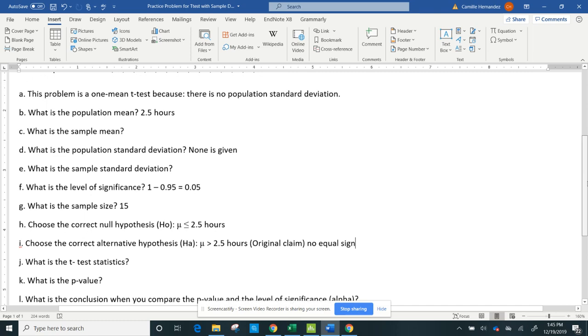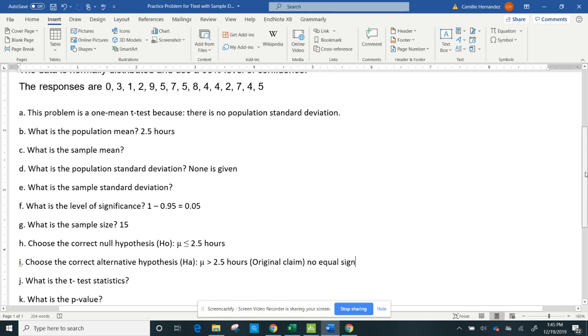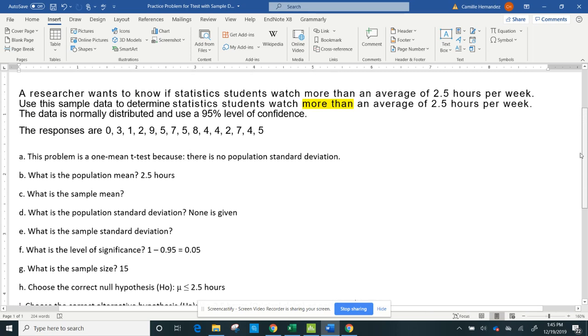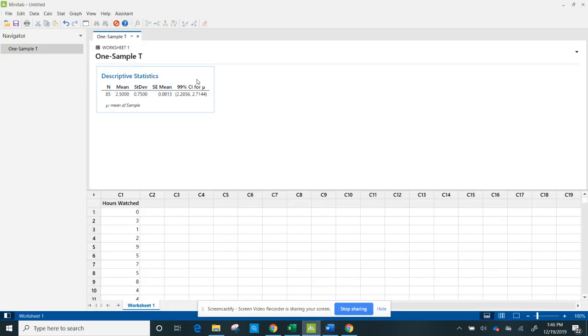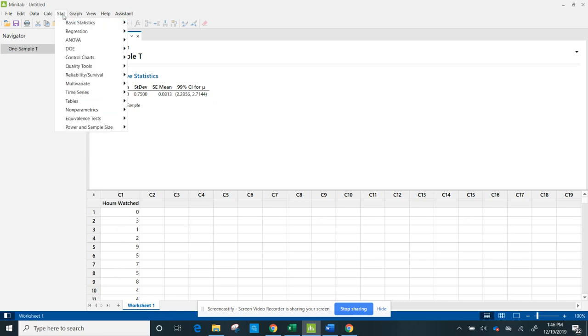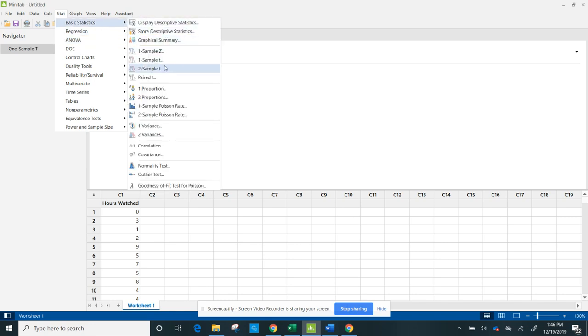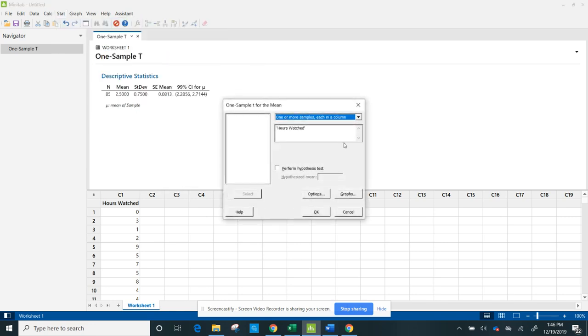And then it asks for my t-test, my p-value, and my conclusion. Well, I can't get anything else of that because, again, I was given a sample of data. So what I'm going to do is this. I'm going to go to Minitab. I've already put my data in here for hours watched. So then I'm going to go Stat. I'm going to go to Basic Statistics, and I'm going to do one sample t. So I already have in here one or more samples, each in one column, and I have hours watched in there. Now I am going to click Perform a hypothesis test, and put in 2.5. Well, where did I get that 2.5?